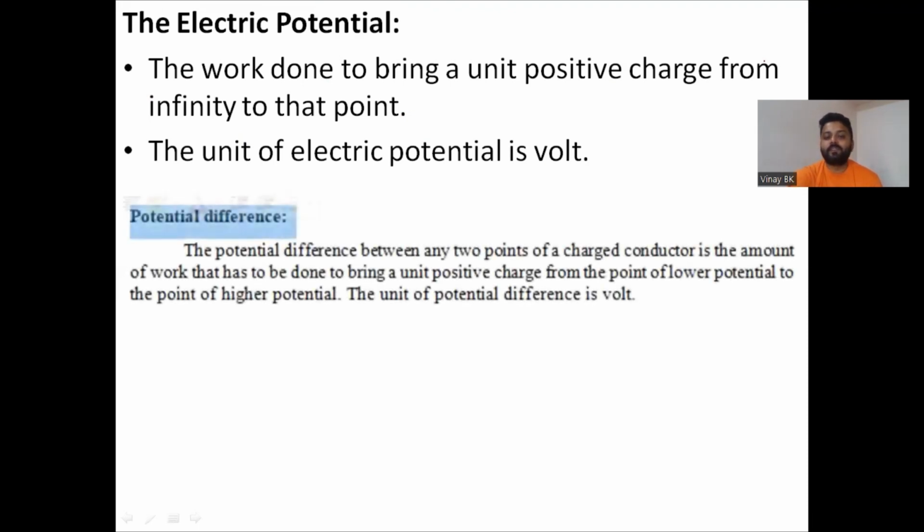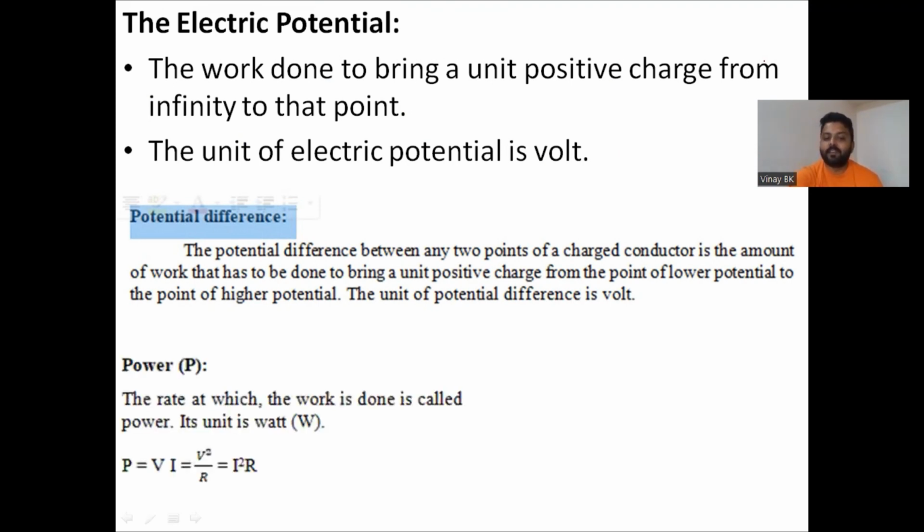Whereas the potential difference is nothing but the difference between any 2 points of a charged conductor. So we can define it as the amount of work that has to be done to bring unit positive charge from one point of lower potential to another point of higher potential is called potential difference, and the unit of potential difference is volts again.